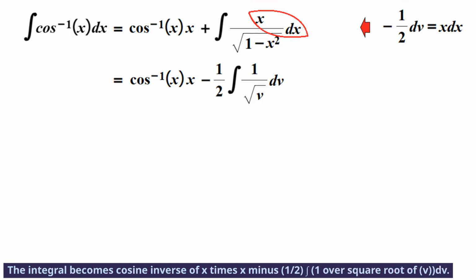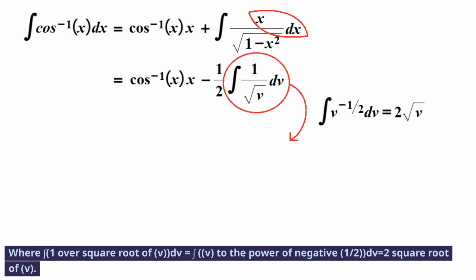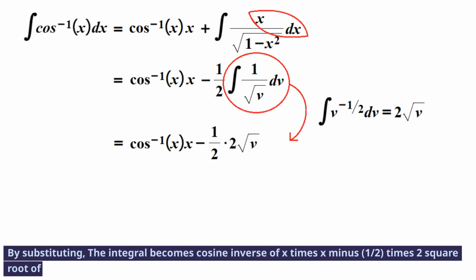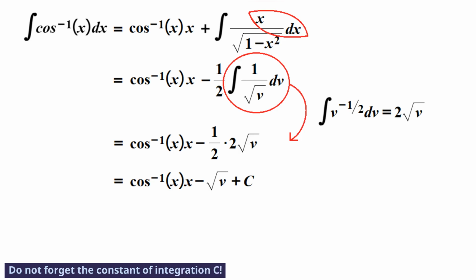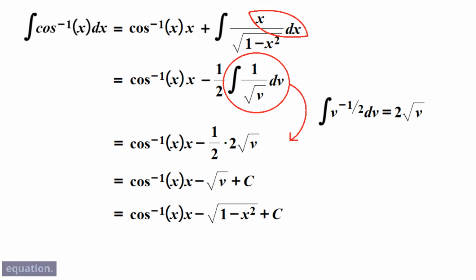The integral becomes cosine inverse of x times x minus 1/2 integral 1 over square root of v dv, where integral 1 over square root of v dv equals integral v to the power of -1/2 dv equals 2 square root of v. By substituting, the integral becomes cosine inverse of x times x minus 1/2 times 2 square root of v. Do not forget the constant of integration c. By substituting the original expression, 1 minus x squared, into v, we finalize the equation.